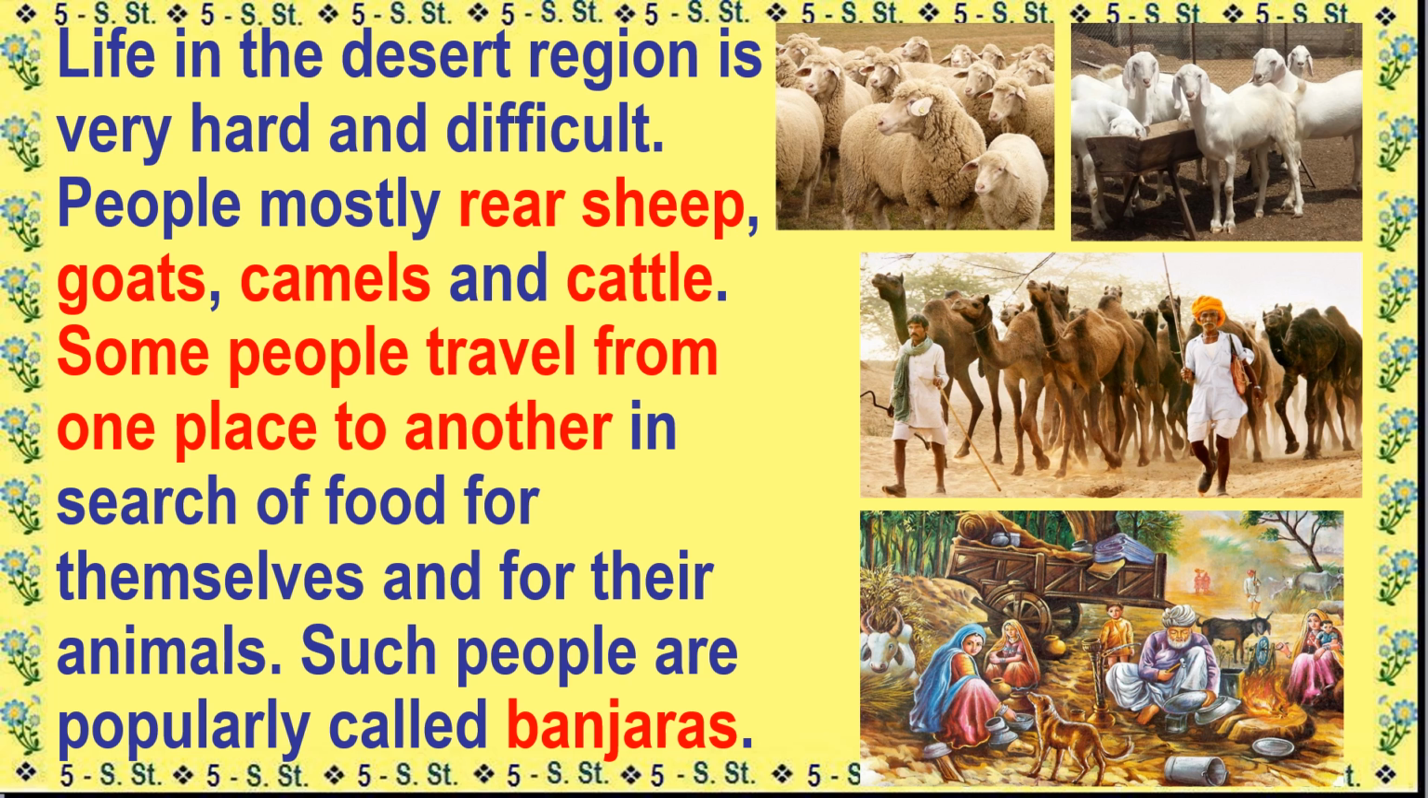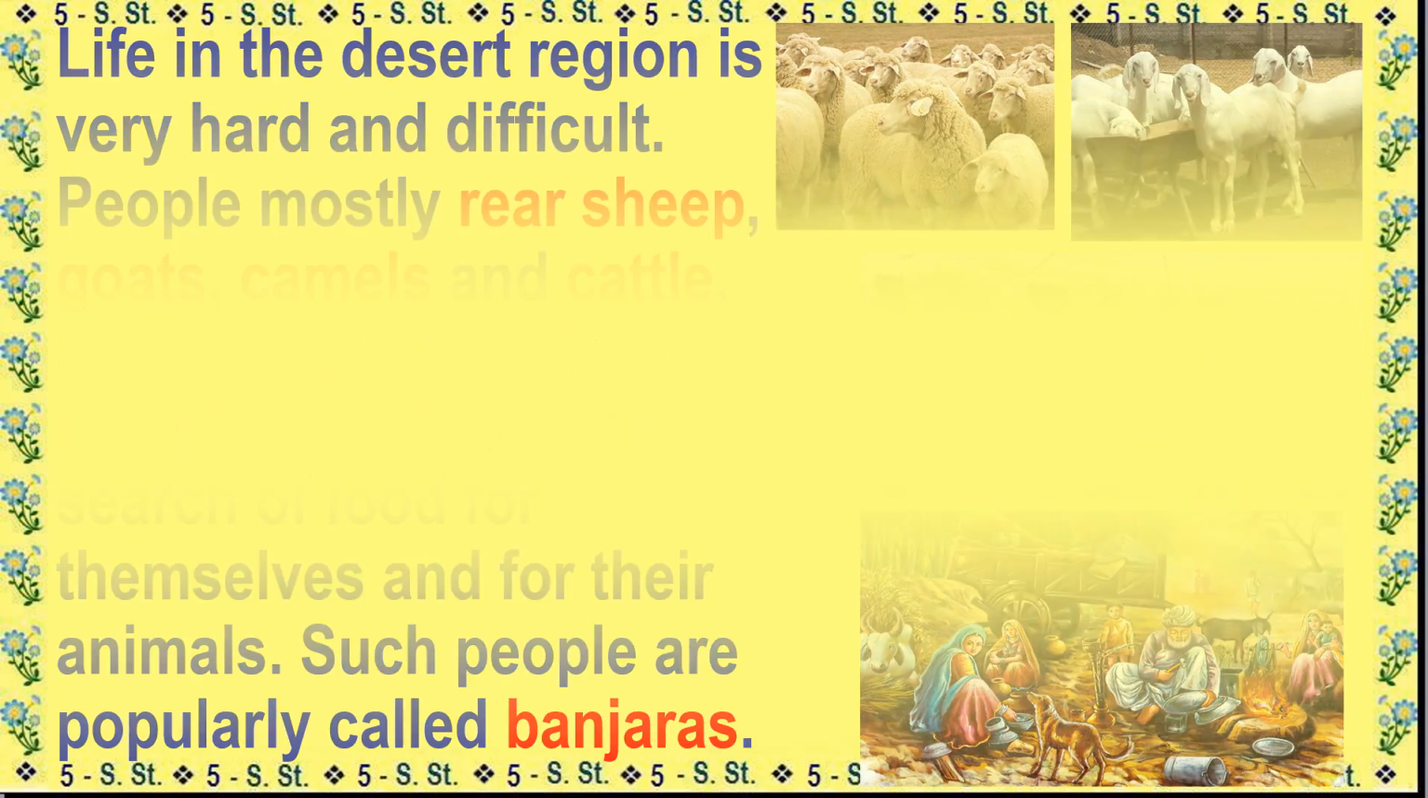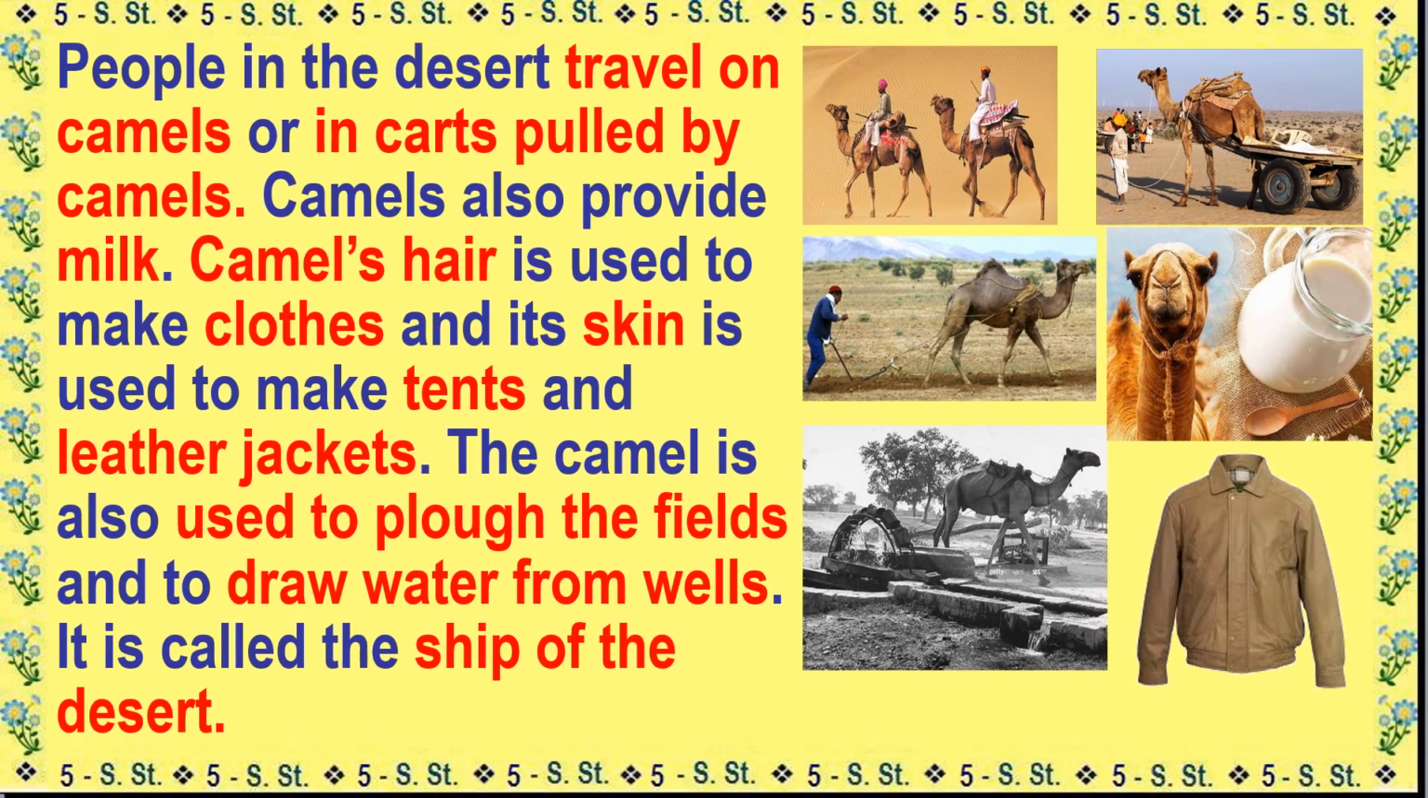People mostly rear sheep, goats, camels, and cattle. Some people travel from one place to another in search of food for themselves and for their animals. Such people are popularly called banjaras. People in the desert travel on camels or in carts pulled by camels.